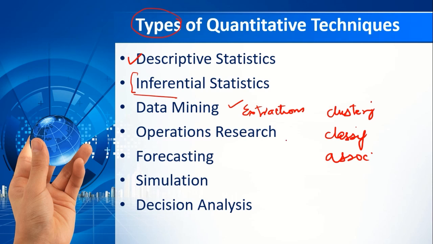Then operations research, most commonly called OR. Operations research utilizes mathematical models and optimization techniques to optimize resource allocation and decision making. Linear programming, integer programming, network analysis, queuing theory, transportation problem, and assignment allocations are a few examples of operations research techniques which are very commonly used in industry also.